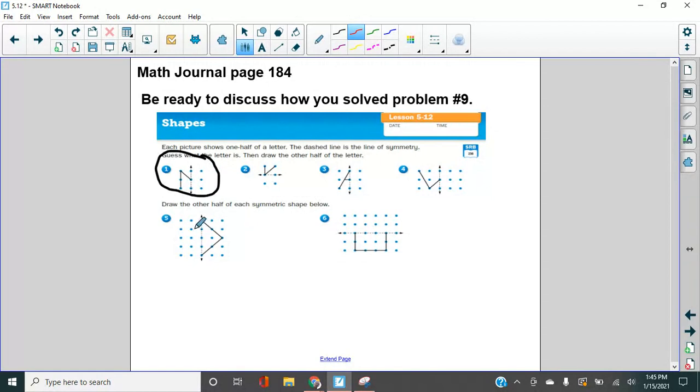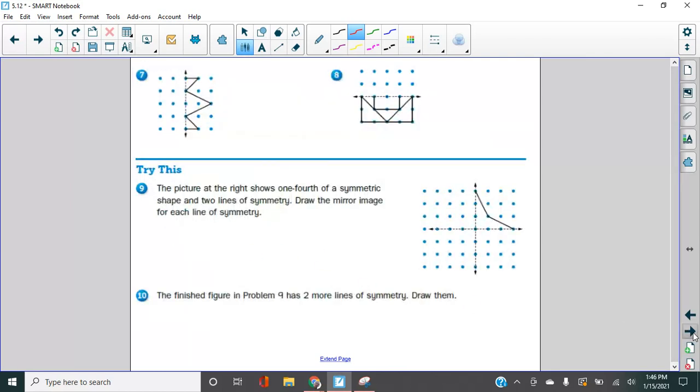Down here, 5 and 6, you're going to draw the other half of the shape. The dots are there so that you can see how far away it is, kind of help you with measuring. So 1, 2 dots away on this side, 1, 2 dots away on this side. So you'll want to be sure to look at those dots so you know how far away the picture is. And then there's number 7, number 8. Try this. It doesn't mean try it if you want to. Yes, I do want you to try this. So you're going to try to draw this shape with 2 lines of symmetry and then continue there.